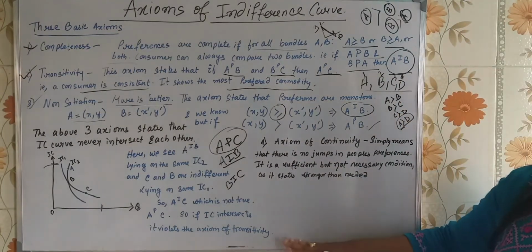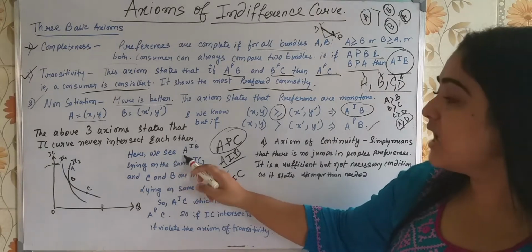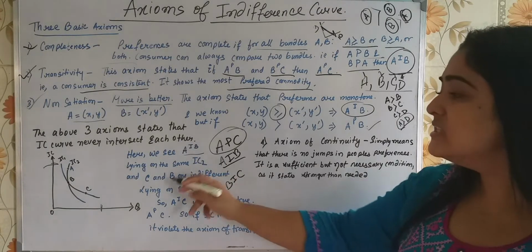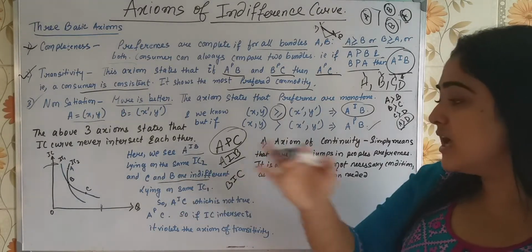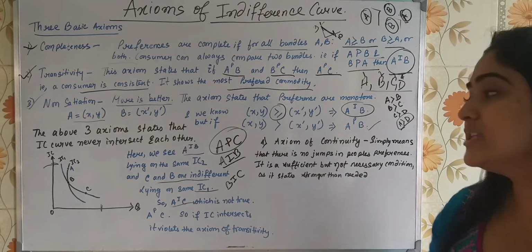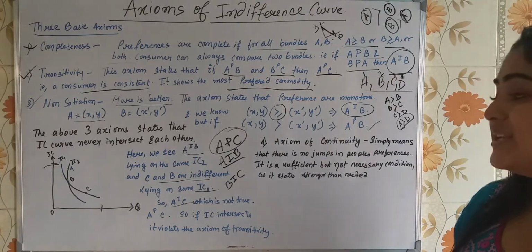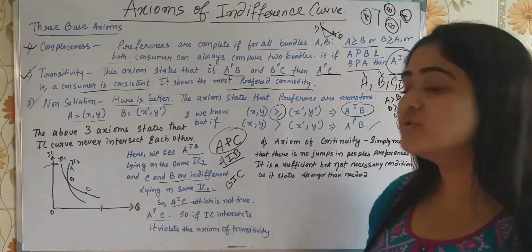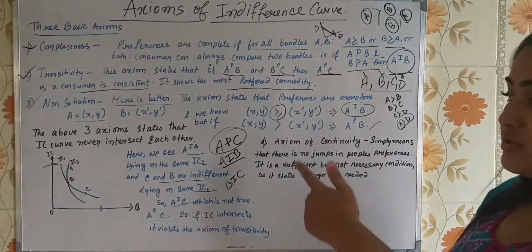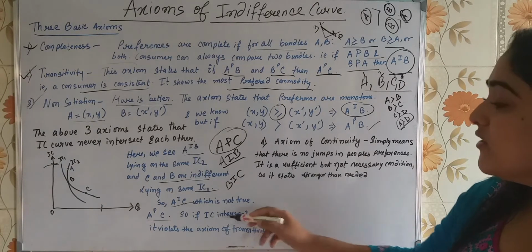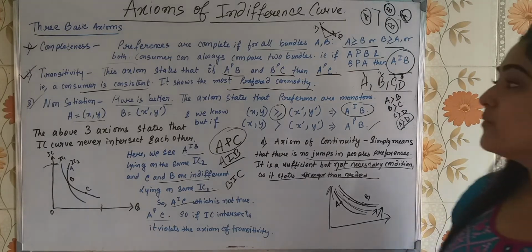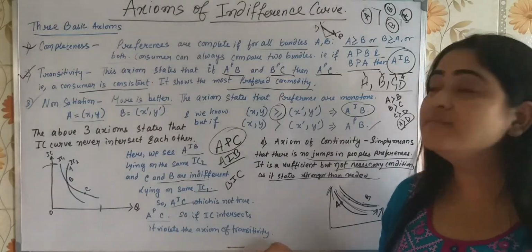Got it? Now, when we study this, here A is indifferent to B, lying on the same IC curve, that is IC2, and C and B are indifferent because they are lying on the same IC curve, that is IC1. So A must be indifferent to C as per the transitivity approach, but that is not true. Here A is preferred to C. Why? Because A is lying on a higher IC curve than the C point. IC2 is the higher IC curve, isn't it? So if ICs intersect, it violates the axiom of transitivity. Got it? So I hope you have understood till here. These were the axioms of indifference curve.